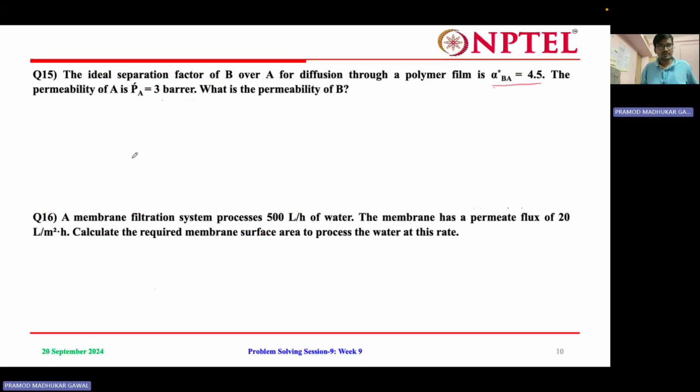So the ideal separation factor alpha BA is equal to permeability of B divided by permeability of A, right? Here permeability of A and the separation factor are given, so I have to calculate PB. So 4.5 into 3, so 13.5 barrer.